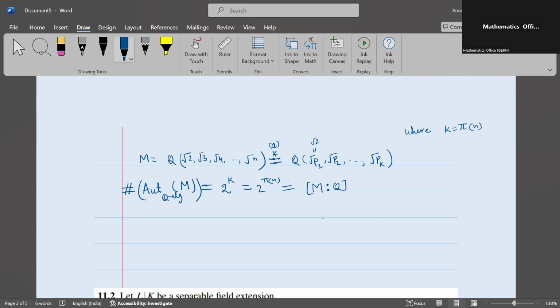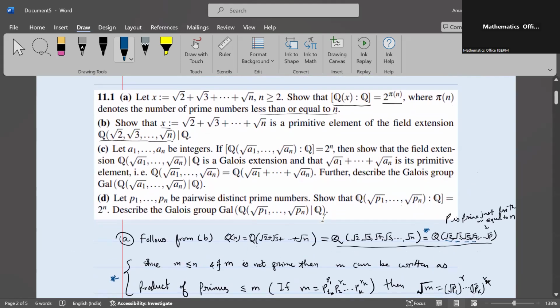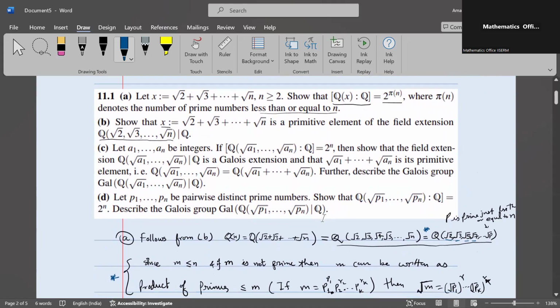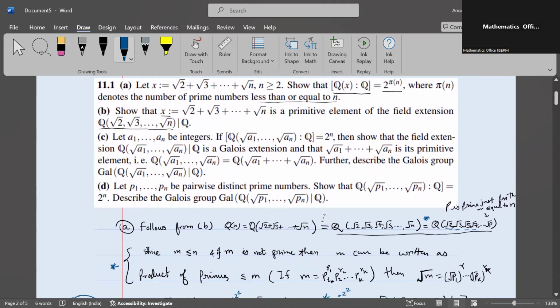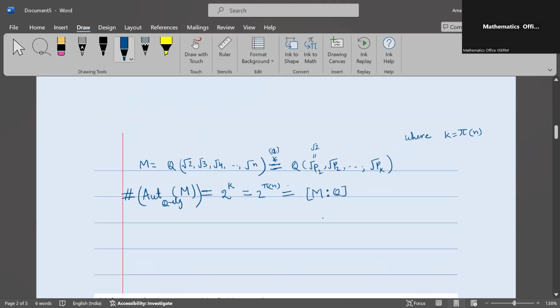Part A, degree of extension is just equal to that number, it will follow afterward. So we cannot use part A, right? Because part A follows from part B. Sorry about this. What I wanted to say here is this.